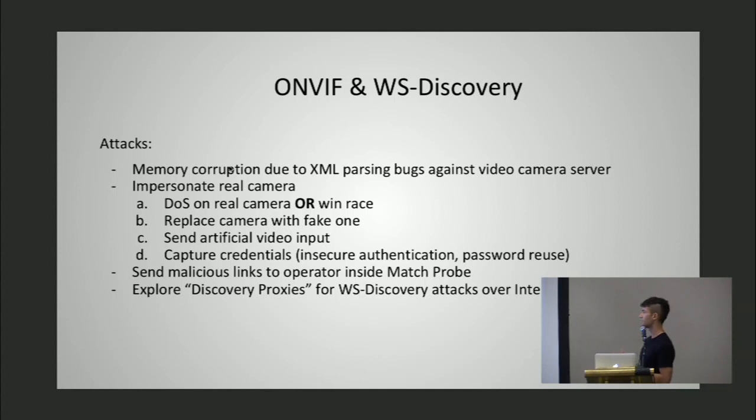And the other thing that is there in the WS-Discovery standard is this concept called discovery proxies. These are basically web servers that act as pivoting points so that you can use WS-Discovery even over the internet. So this allows the attack vector to be extended remotely, although you would otherwise only be able to do that locally on the network.